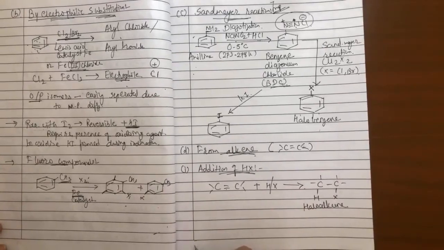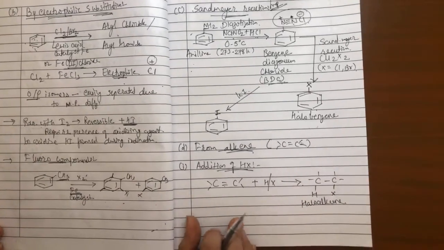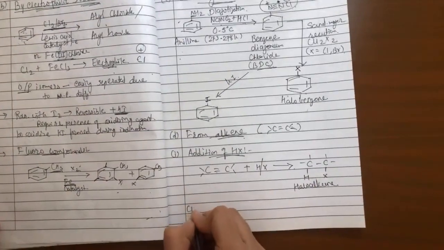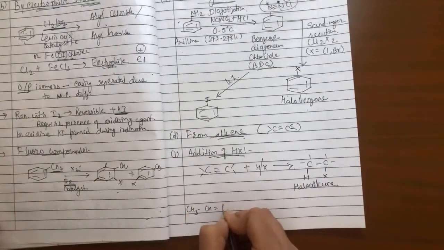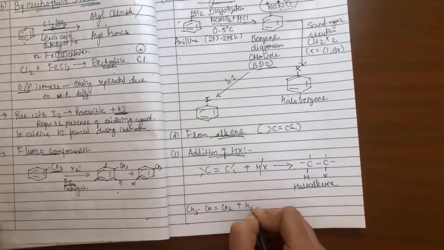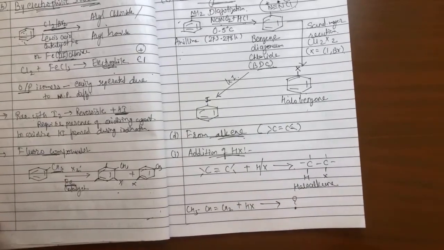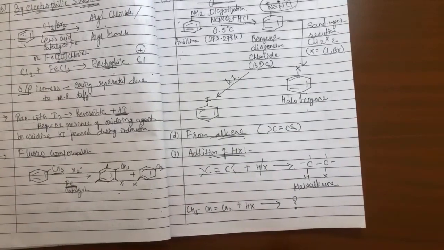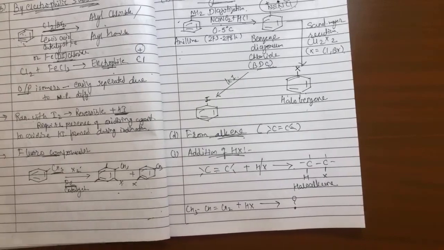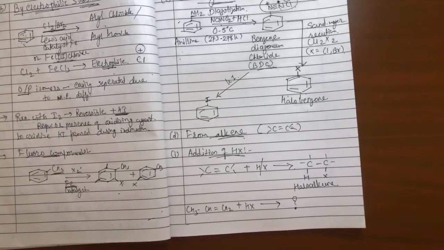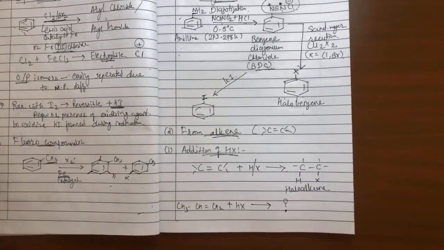Here I had a symmetrical alkene. What if I have CH3, CH, double bond CH2, and to that I add HX? What is the product formed? Apply Markovnikov's rule and write the product in the comment box fast. Alkene plus HX gives what?